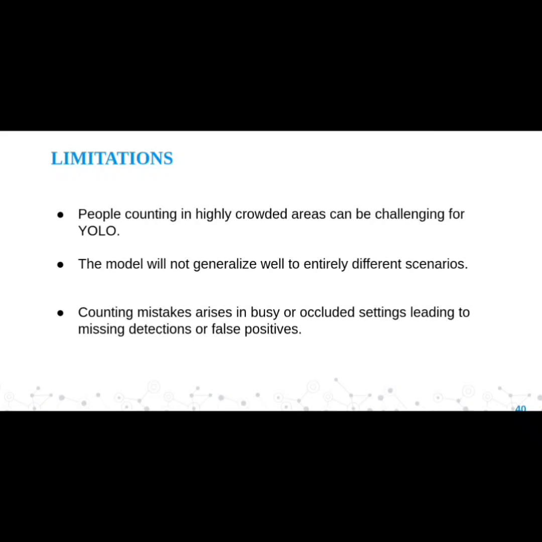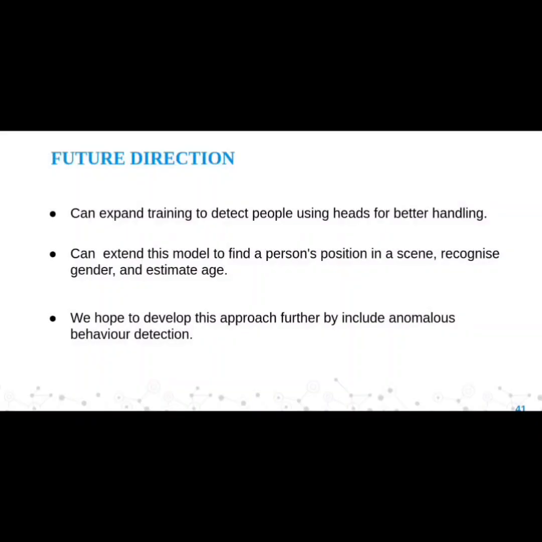Future direction. The algorithm detects the person whose full body is included in the frame, which reduces the accuracy in crowded scenes. This could be improved in future by training the model to detect people using only the heads. It can also be extended to find a person's position in a scene, recognize gender, and estimate age.